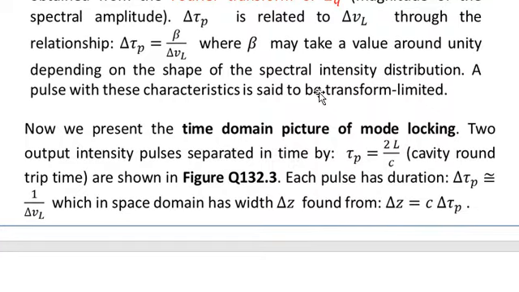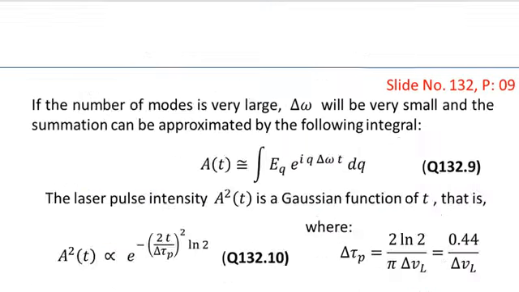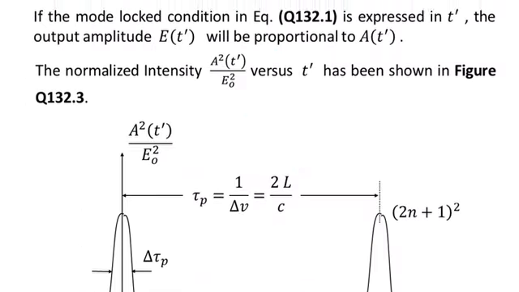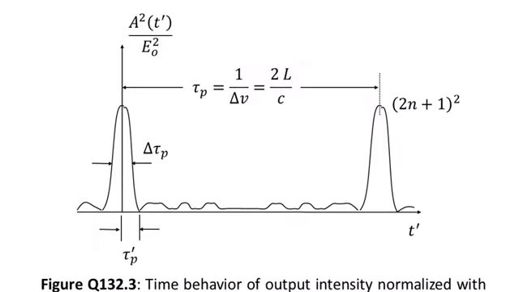So now we are going to discuss another very important thing. Now we present the time domain picture of the mode locking. Two output intensity pulses are separated in time by tau p, which is equal to 2L over C, where L is the cavity length, and 2L over C is actually the cavity round trip time. That is the time taken by the light to travel one cavity round trip, tau p, as shown in figure number 3. Let me show you again. So here, tau p has been shown equal to 2L over C.